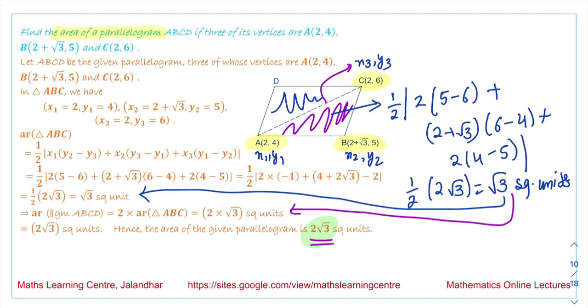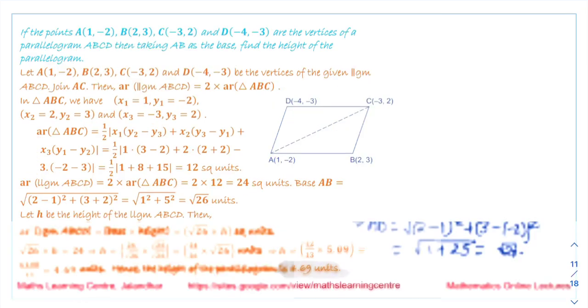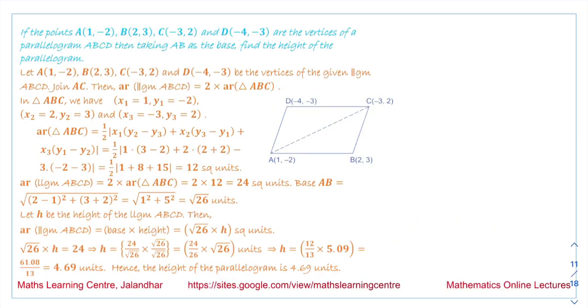Next is, if the points A, B, C, D are the vertices of a parallelogram, then taking AB as the base, find the height of this parallelogram. So these are the coordinates A, B, C, D. These are the points given to us. We have to find the height of this parallelogram. So to find the area of this parallelogram, we are calculating the area of this triangle ABC.